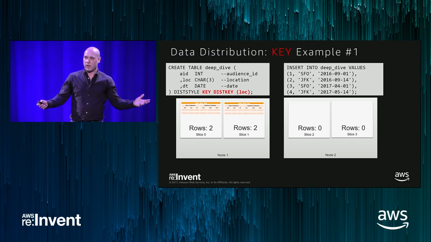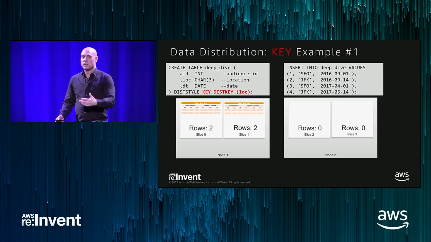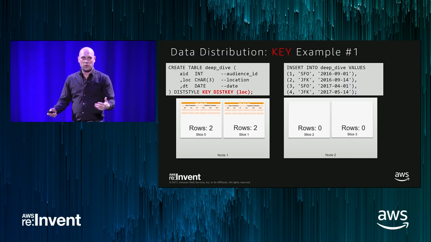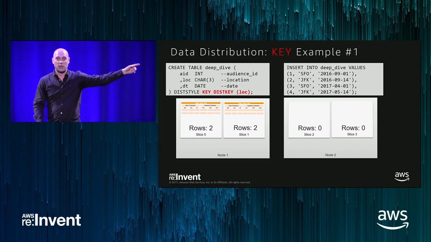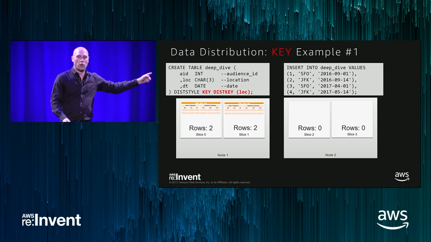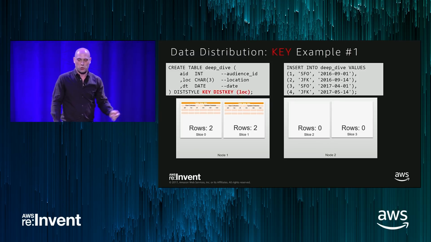Remember I talked about MPP, massive parallel processing? Well, what's going to happen here is if you execute a query against this cluster, your second compute node doesn't have any data in it at all. And it actually does absolutely nothing. And so you have one node doing all of the work. So that's what we call row skew.